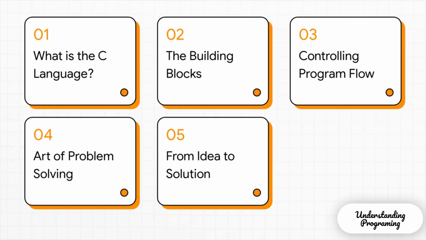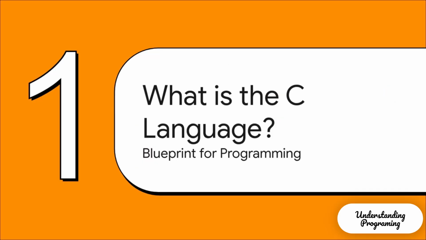So here's our game plan. First, we'll get into what C actually is. Then, we'll check out its building blocks, kind of like its alphabet and vocabulary. After that, we'll see how to make code actually think, explore the art of planning, and finally, wrap it all up to see how a simple idea can turn into a real working solution. Okay, let's jump right in.